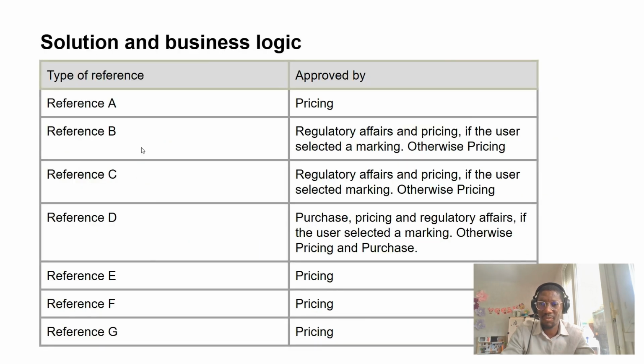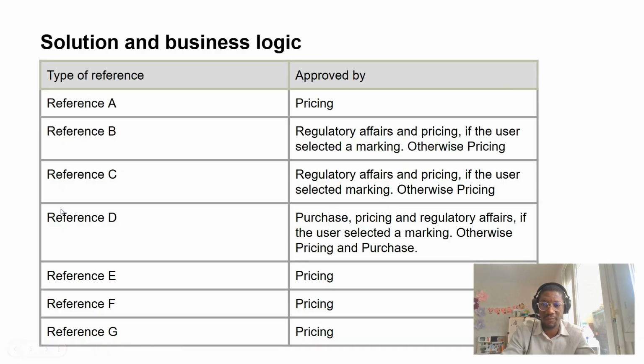In the mobile application, it is possible to select a different type of reference. If the user, for example, selects type of reference B and there is a marking, it means that this request will only be available to regulatory affairs service and pricing service. If there's no marking, the request will only be available to pricing. For reference C, for example, or reference D, let's take the example of reference D. For reference D, if there is a marking, the request will be available to purchase service, pricing service, and regulatory affairs service, otherwise pricing and purchase service. For E, F, and G, only the pricing is involved.